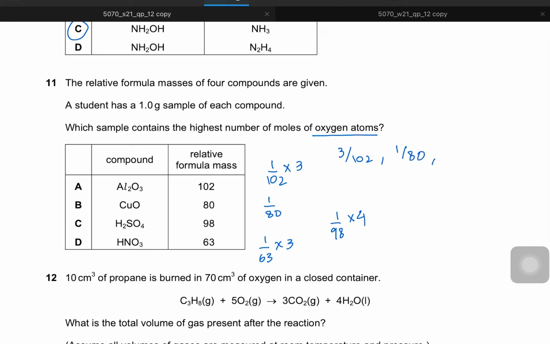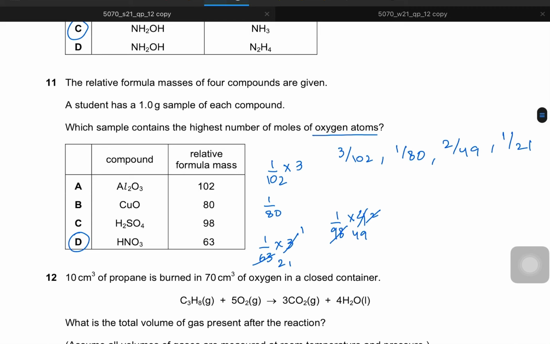Second is 4 over 98, which becomes 2 over 49, and the last is 3 over 63, which becomes 1 over 21. You just have to do it on the calculator, and you get the highest answer. When I do it on the calculator, my answer is turning out to be 1 over 21 is the highest one.